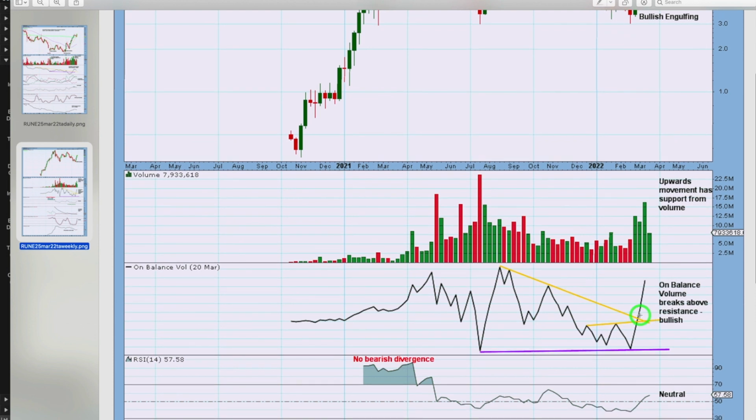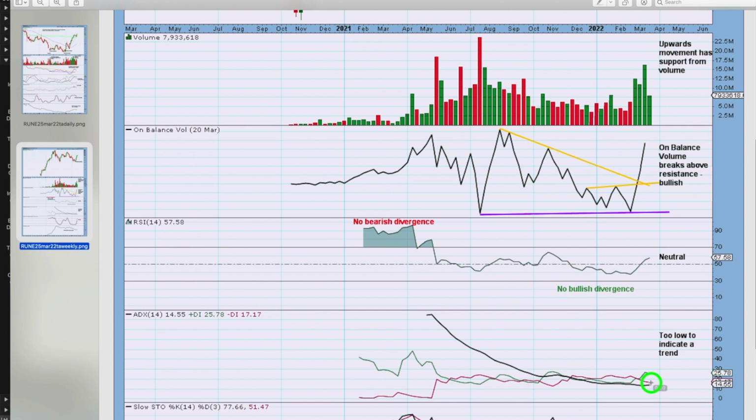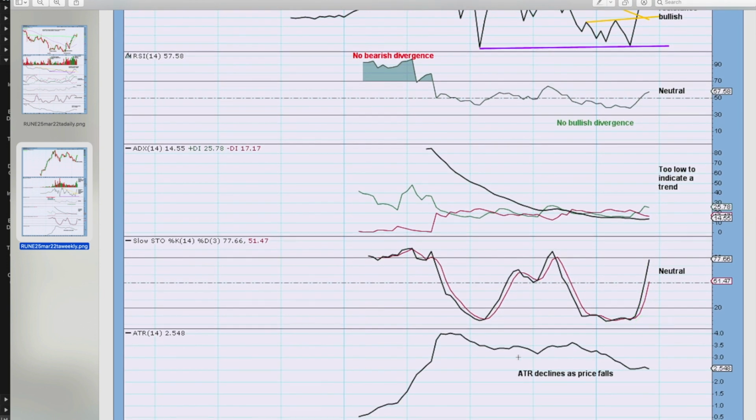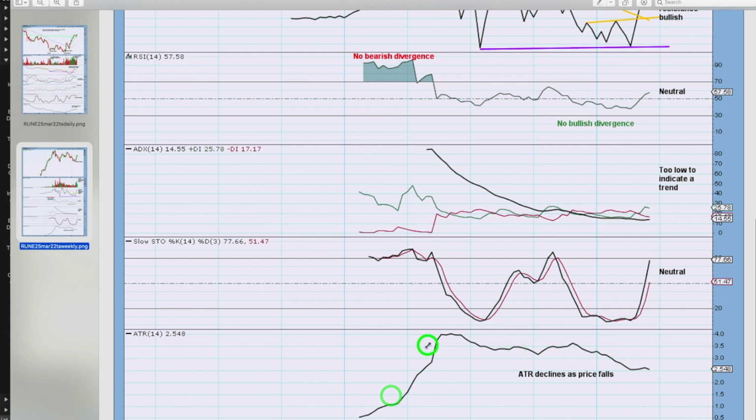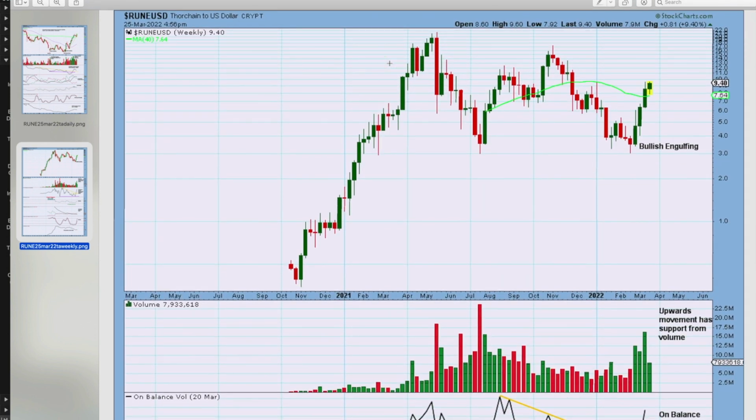There's a bullish signal from on-balance volume. RSI is neutral. ADX indicates no clear trend. It's under 15, but it's really close, and the positive DX line is above the negative. So it doesn't need to do much now to indicate at the weekly chart level that there's an upward trend. Stochastics neutral. ATR declines as price falls, increases strongly as price rises. So a lot of strength and upward movement.